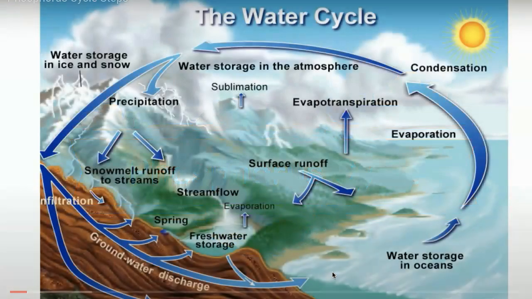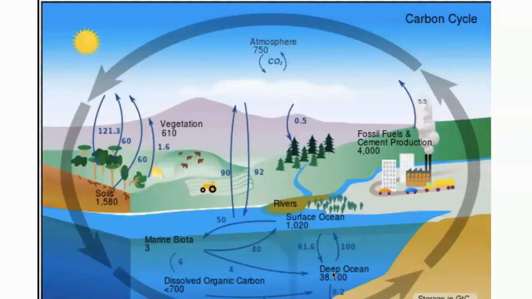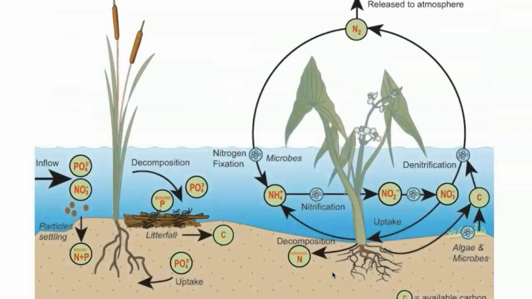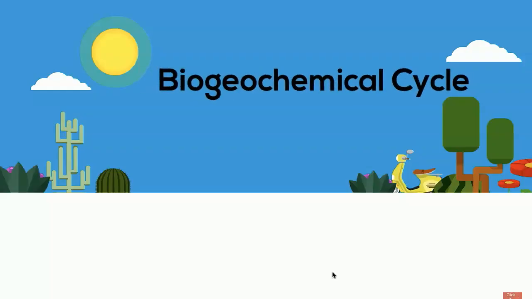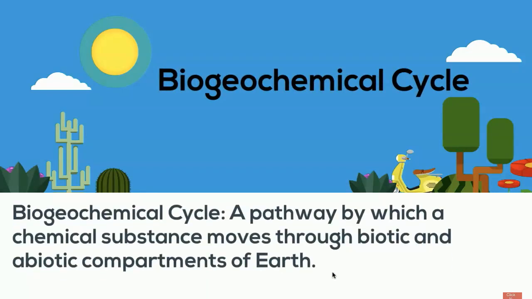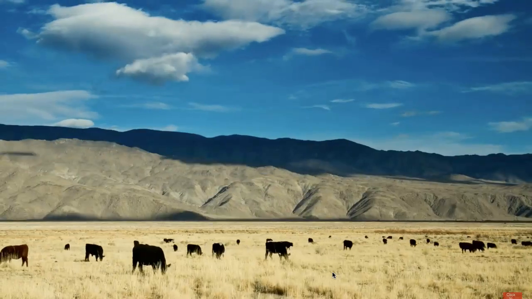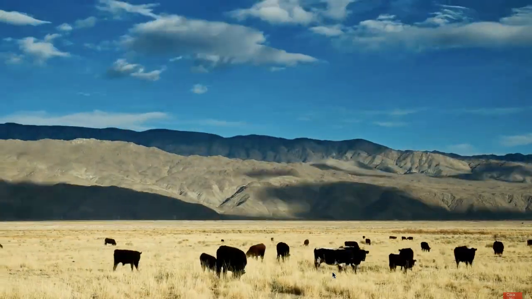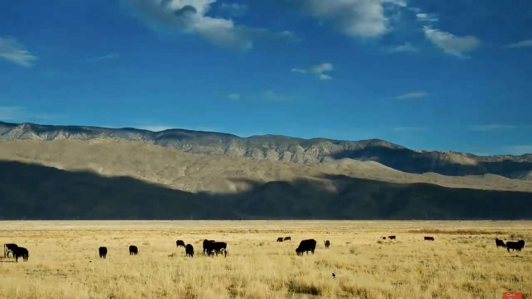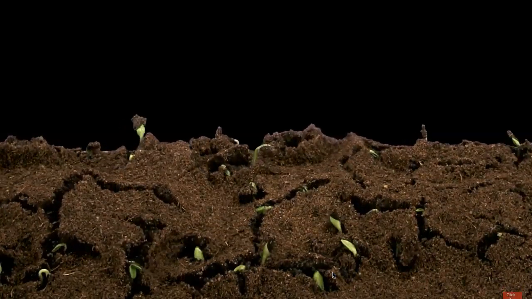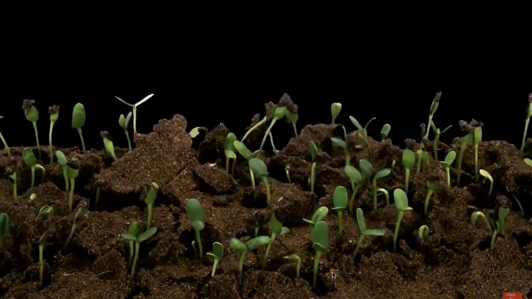Along with the water cycle, the carbon cycle, and the nitrogen cycle, the phosphorus cycle is another biogeochemical cycle that is essential for life on Earth. A biogeochemical cycle is a pathway by which a chemical substance moves through the biotic and abiotic compartments of Earth. Although phosphorus is not found in the atmosphere, it still plays a very important role in plants and animals on Earth. Phosphorus is essential for plant and animal growth, as well as the health of microbes inhabiting the soil.